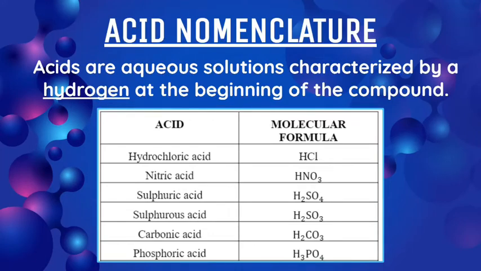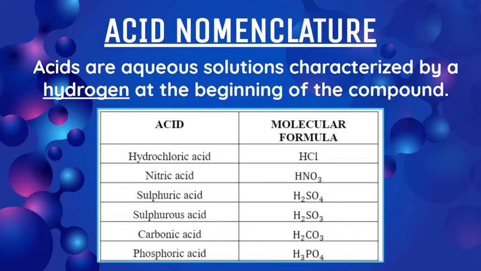Alright, in this video we're going to be going over how to name acids and name bases. So, acids are going to be in aqueous solutions characterized by a hydrogen at the beginning of the compound. Our acids are going to be really easy to identify because they're going to have a hydrogen out front. So, if it has a hydrogen out front, we're able to classify it as an acid.